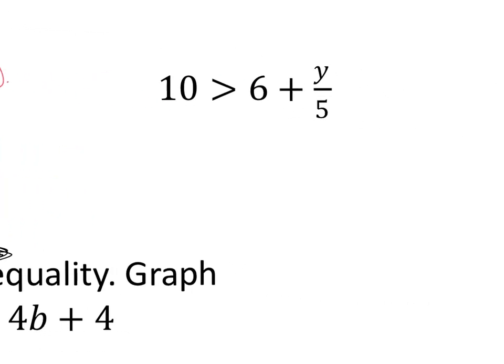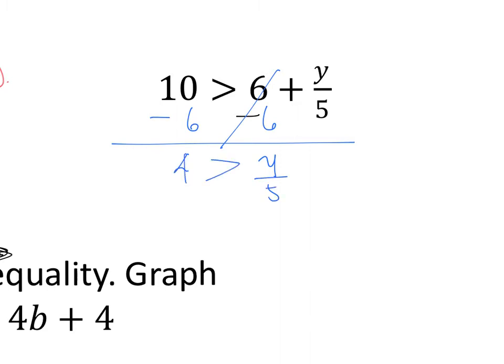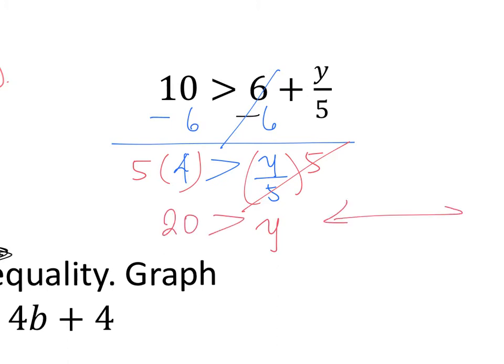For this one, subtract 6, both sides. 10 subtract 6 is 4. Multiply both sides by 5, cancel out y. 20 is greater than y. So 20, open dot, pointing to the left.